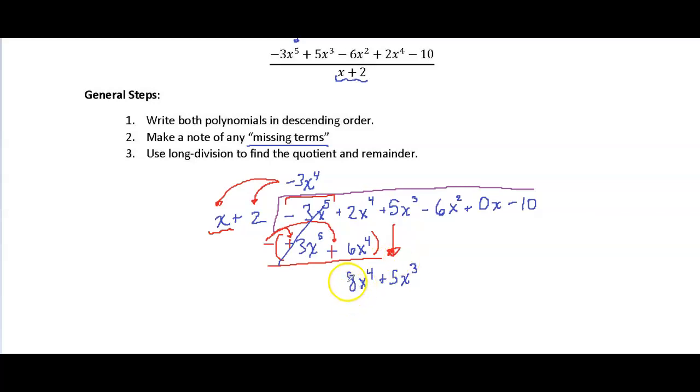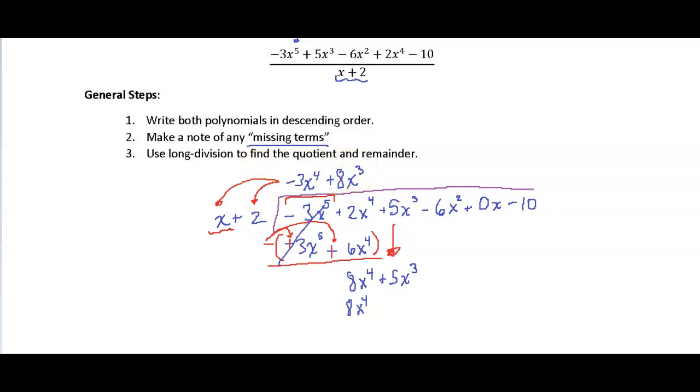Now, paying attention to this first term down here, 8x to the fourth, what would we have to multiply x by to get exactly that? Well, to get 8, we would have to multiply by 8. We already have an x, so to get x to the fourth, we would multiply by x to the third power. Now remember, that gets distributed to the whole divisor, x plus 2. So we end up with 8x to the fourth power, right?